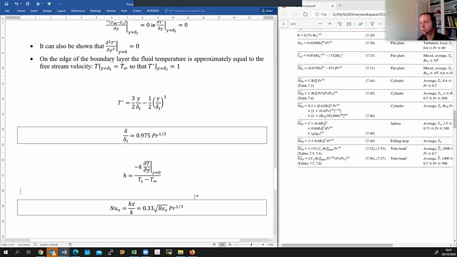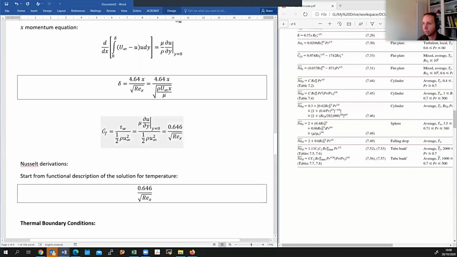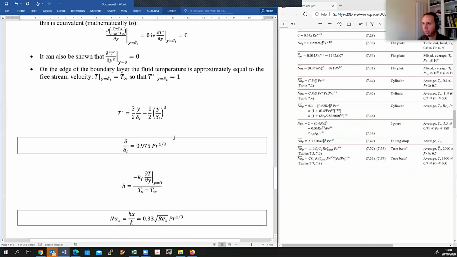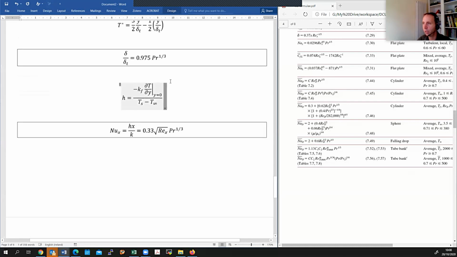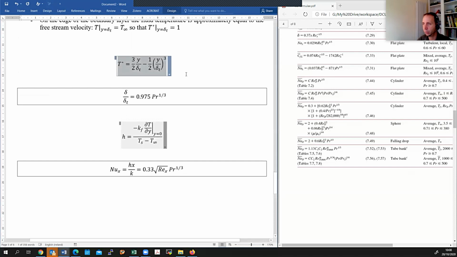This one you really need to know. h is defined as minus k, that would be of the fluid, so sometimes you will see f and sometimes you won't, that means the conduction coefficient of the fluid, times the temperature gradient at the wall, and you divide by Ts minus T infinity. So we've got a definition for h in the same way as we had a definition for Cf in terms of the velocity gradient, and now in terms of the temperature gradient. That's why once you have information about the way temperature changes, you can calculate h, and once you've got h, you can calculate the Nusselt number, which is a non-dimensional form of that h coefficient.